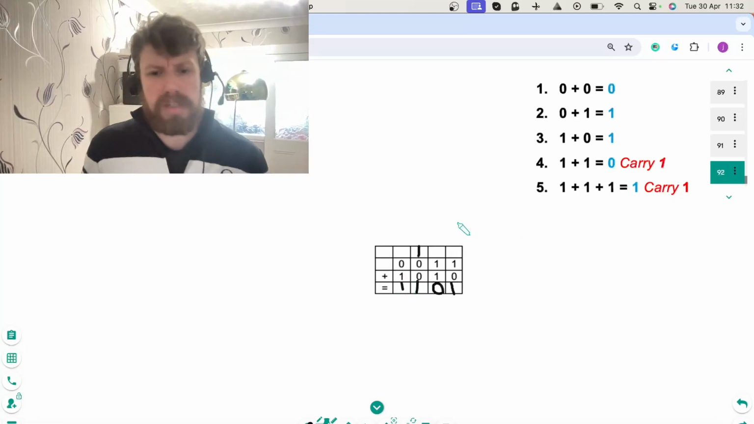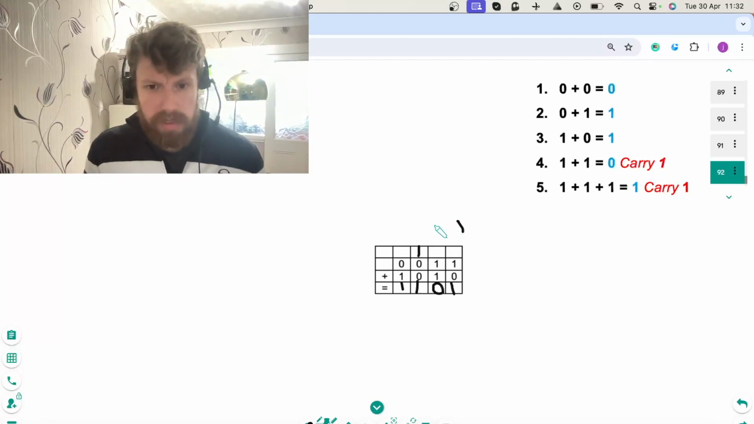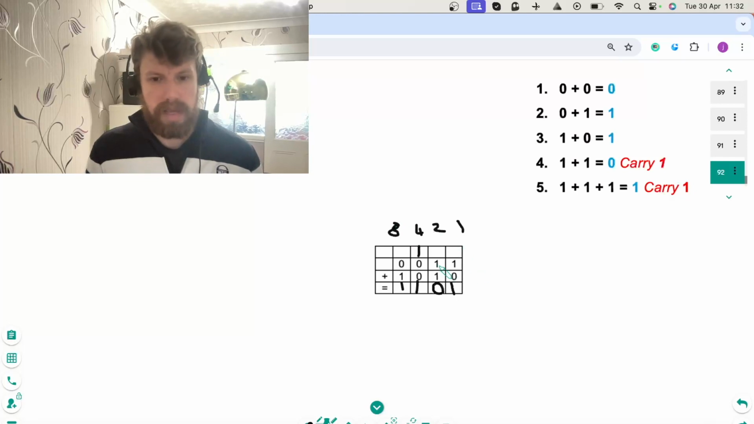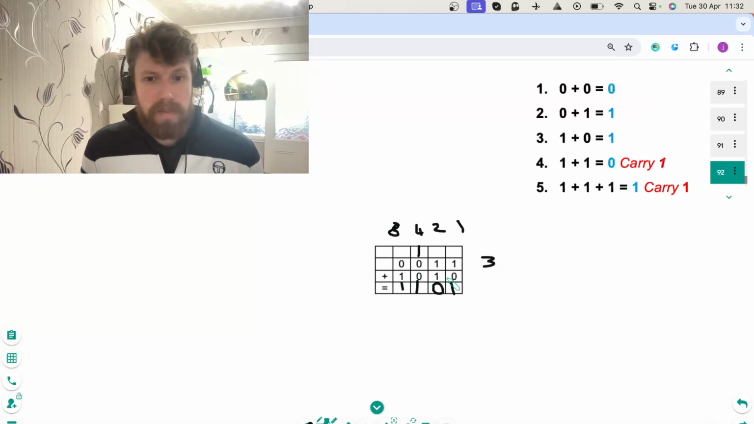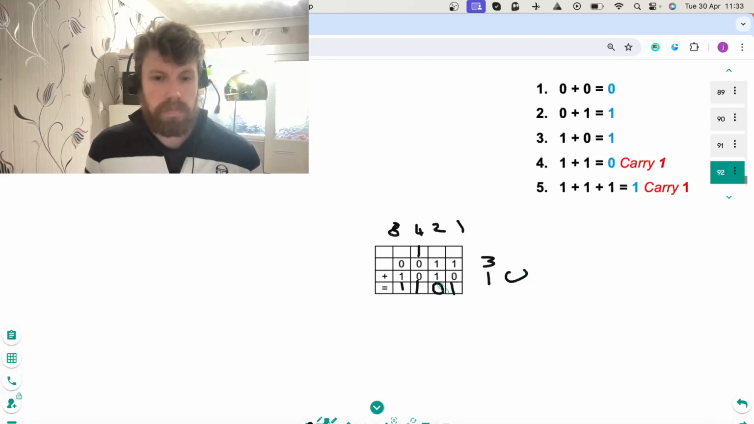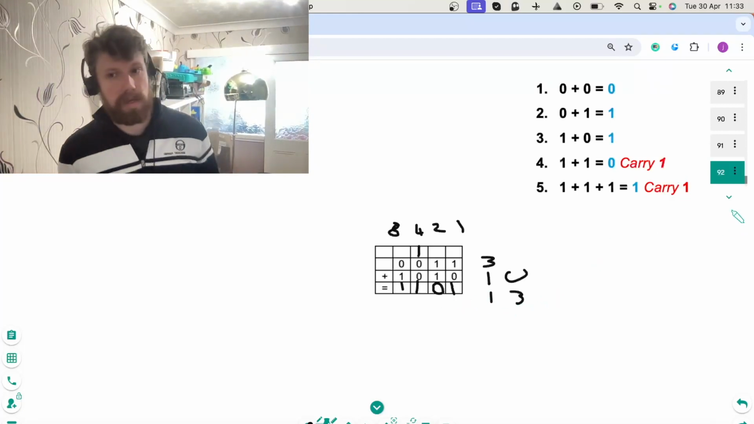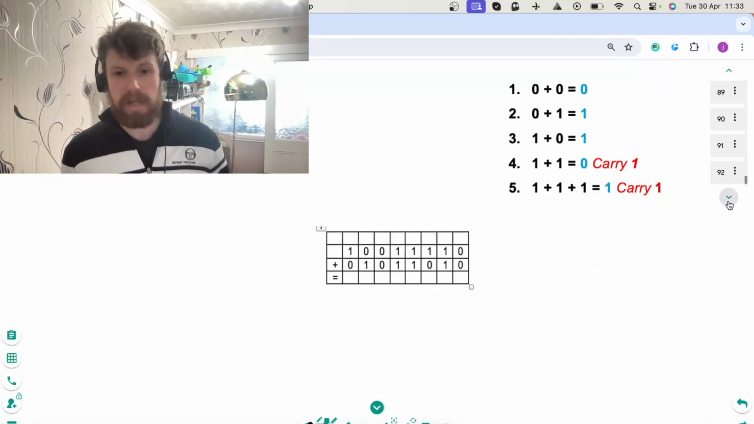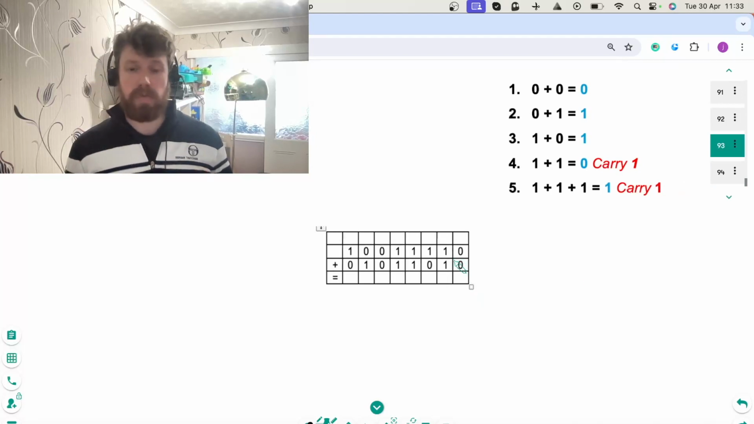Now just to prove that this does actually work, if we do our little 1, 2, 4 and 8, that there, 1 plus 2, 3. 8 plus 2 is 10. 8 plus 4, 12. Add the 1, so then that's going to be 13. So we know that we've done that correctly there. But let's have a look at a slightly more complicated example. So this is where we've got 8 bits. So let's have a look at how we do this one.